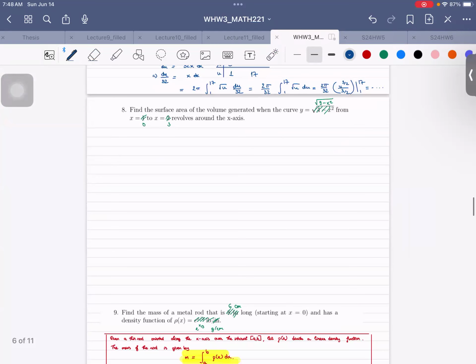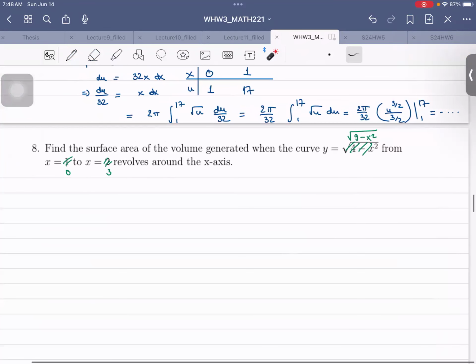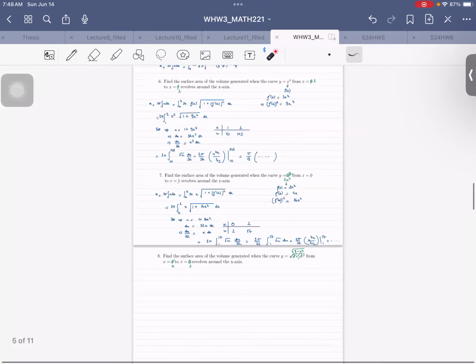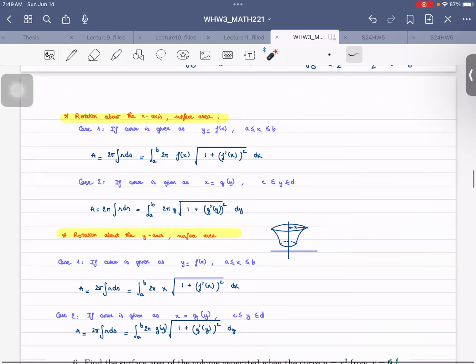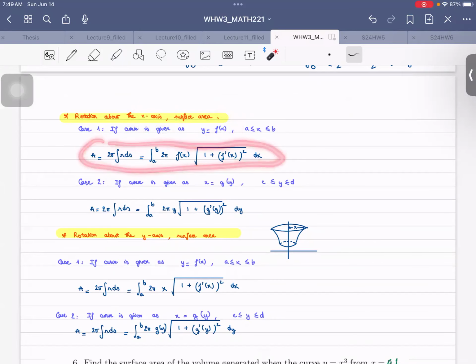Now, the question wants you to find the surface area of the volume generated by the curve when you're spinning this thing about the x-axis. Again, you have the curve. The curve is described as a function in terms of x, and you're spinning this about the x-axis. So firstly, you're spinning something about the x-axis, and your function is in terms of x. So again, I will use these transformations.